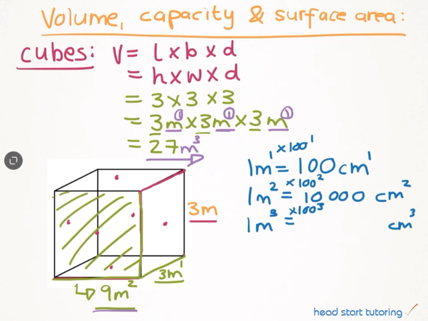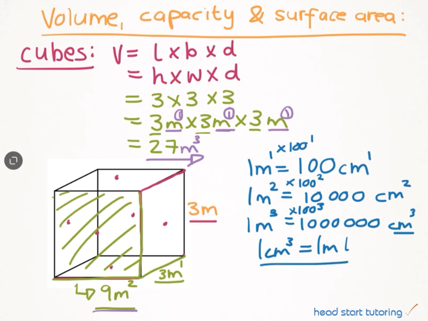Right, so 1 meter cubed is going to be equal to 1 million centimeters cubed. We also need to understand that centimeters cubed is equal to milliliters. So 1 centimeter cubed is equal to 1 milliliter, and that is a very important thing to know.